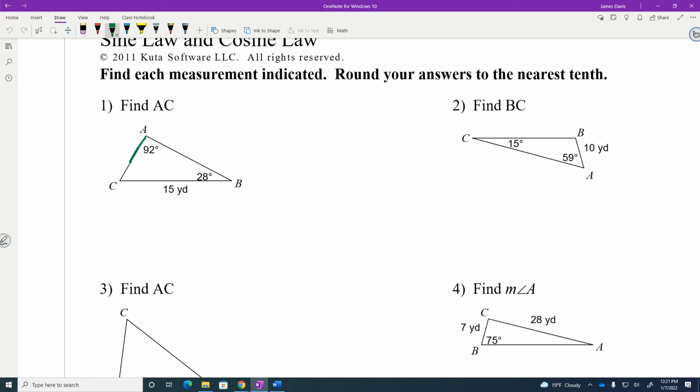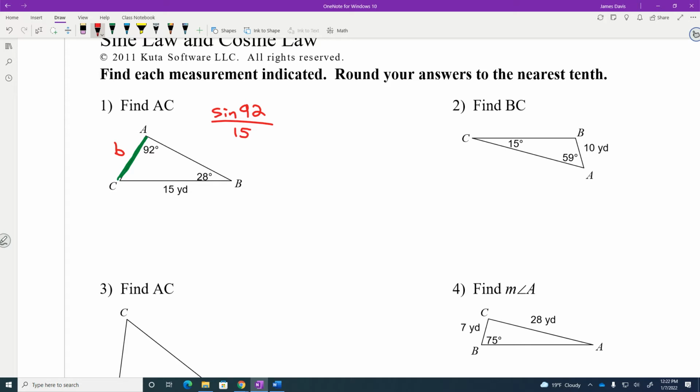So like AC will be this side. What is that the same as? Yeah, little b, right? Because it's opposite of big B. So when we're asked to find little b, the first thing we want to do is look and see if we have a pair. We have a pair. Yeah, we got a pair here, right? We got the A's. So that's going to be a law of sines because we got a pair. So we're going to start with our pair. Sine of 92 over our little a, which is 15.